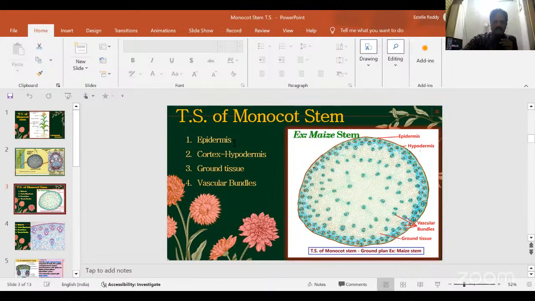Epidermis is the outermost layer. It is made up of a single layer of cells. So this is the epidermis. This is ground tissue. Just below the epidermis, you can find the hypodermis. These are vascular bundles.